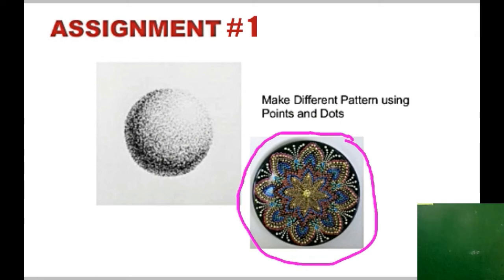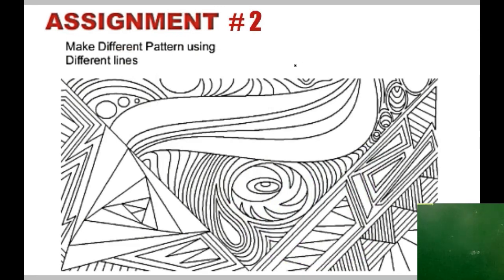And about number 2, here it is. This is more confusing to you. What to do? Make different patterns using different lines. Example, right here, don't copy this example. You can create an abstract composition of forms and shapes, or you can use natural subjects. Example, mountains, river, landscape, seascape.